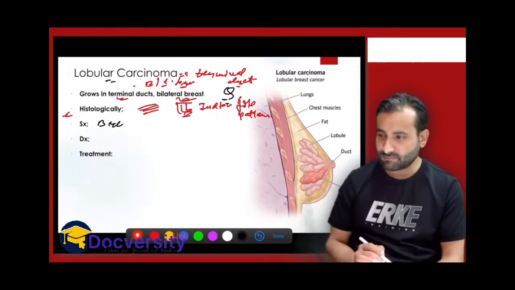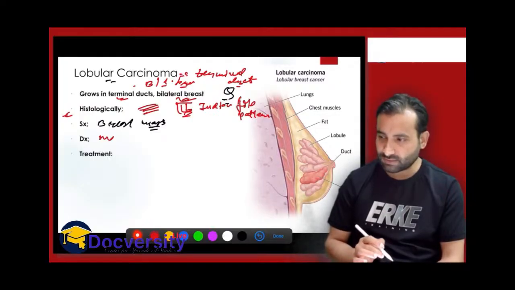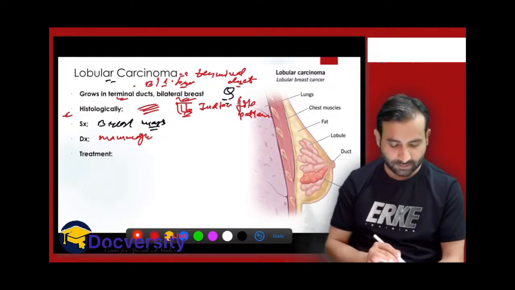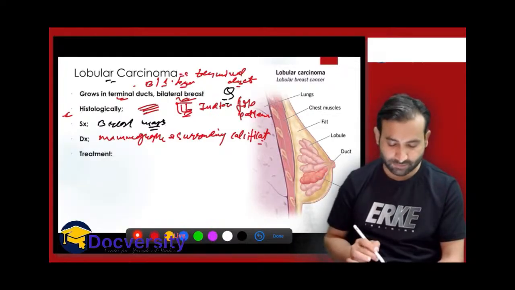And what are the symptoms? It's a breast mass with ill-defined margin. Symptom is breast mass. This is the most common symptom. Diagnosis, we can do what? We can see the mammography, then we can see surrounding calcification, right? So we see this one.